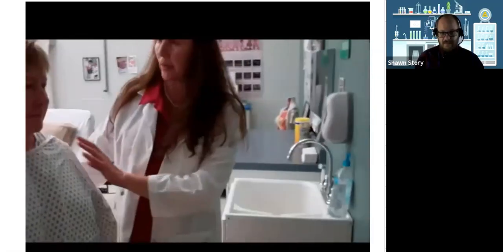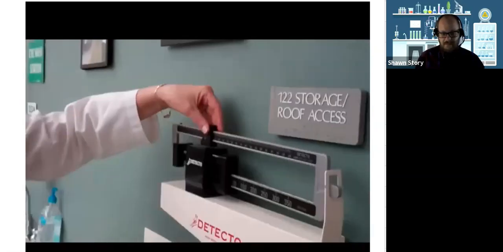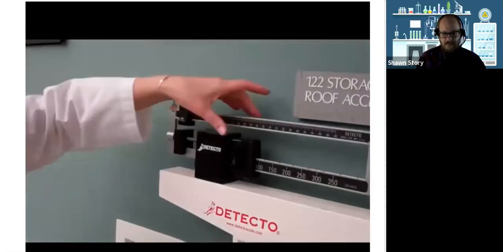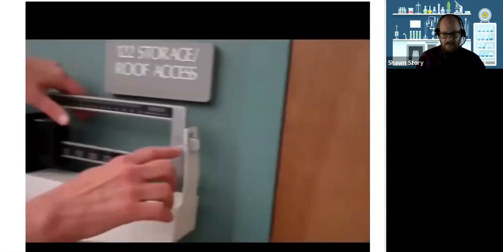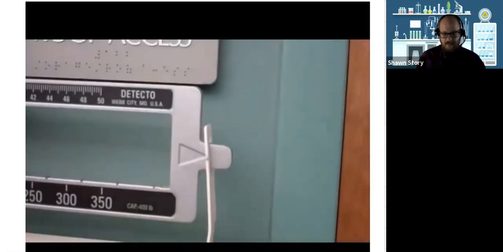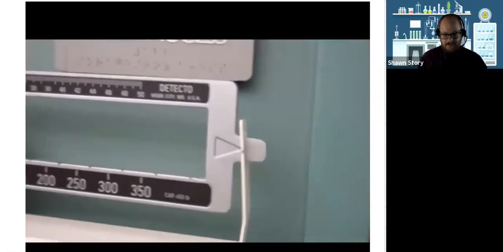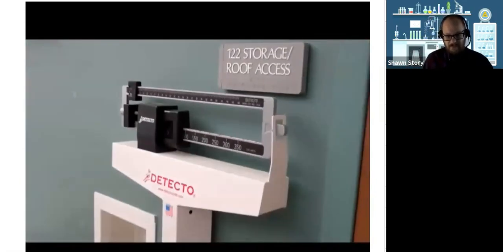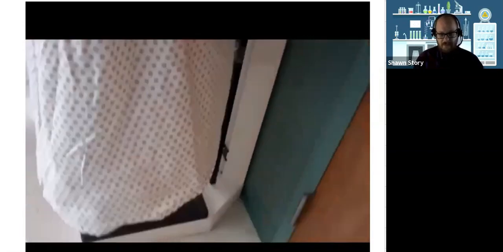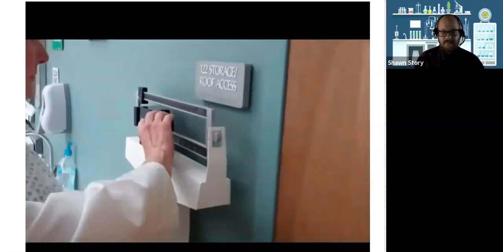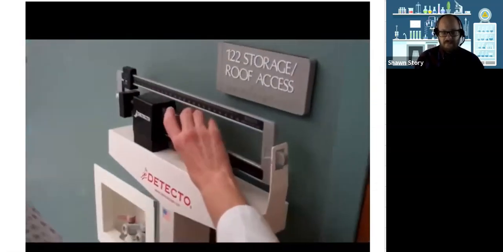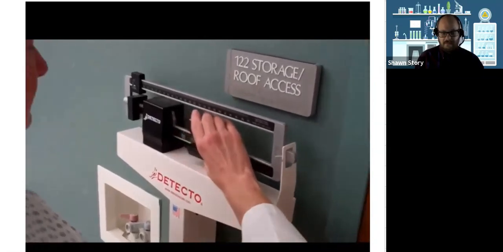Okay. One moment, please. Before you get on, I need to go ahead and zero out the scale. And I know that it's zeroed because the arrow here is right in the middle. Okay. If you'll go ahead and step onto the scale, ma'am. Okay. You have your balance? Yes. Okay. Now I'm going to begin by moving the lower.